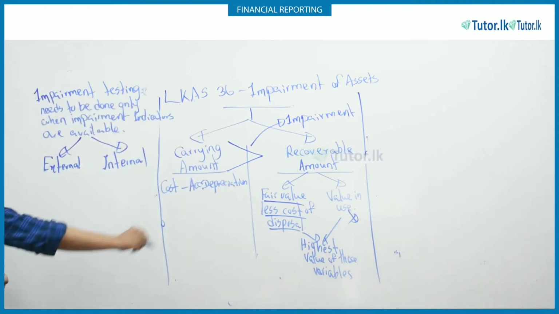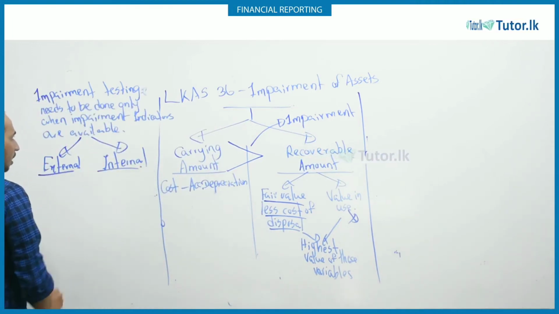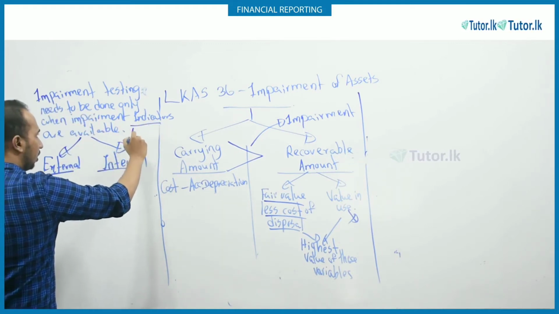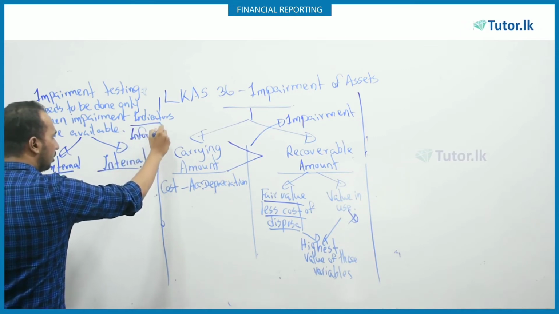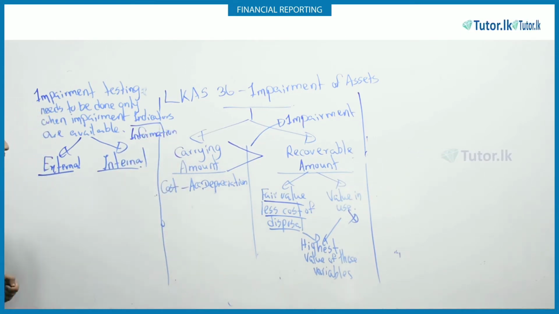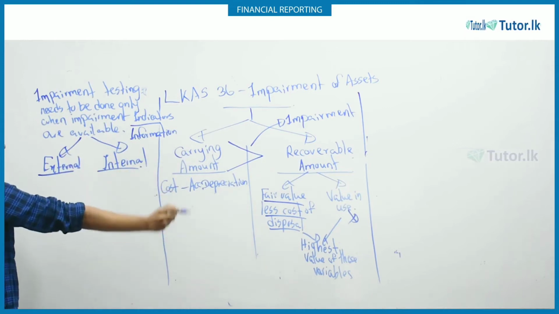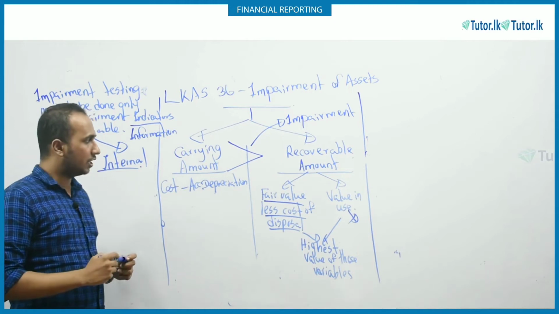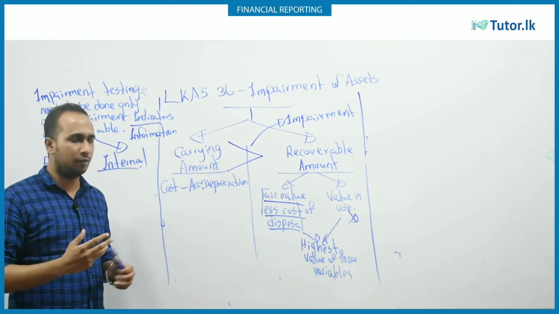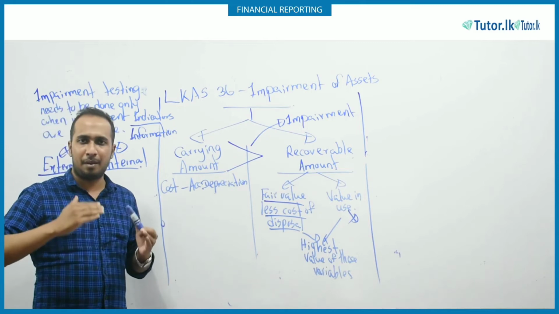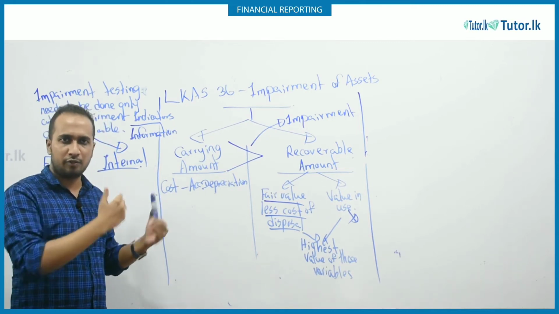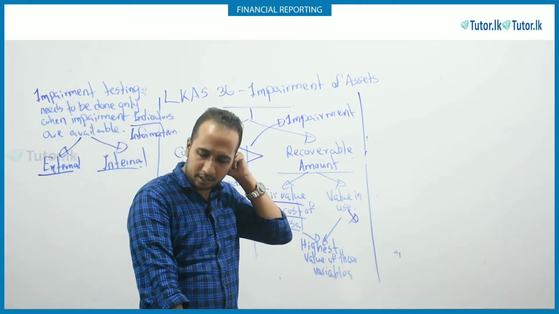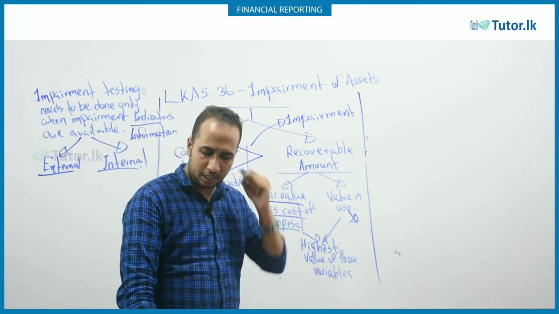Please understand there should be some sort of indication, and indications means what? Information. Based on the internal or external information, we are required to perform impairment testing, and if the testing reveals that there is an impairment, we have to recognize an impairment loss in our books of account, as we did in the earlier example. So this is the thing you have to understand when it comes to impairment loss.